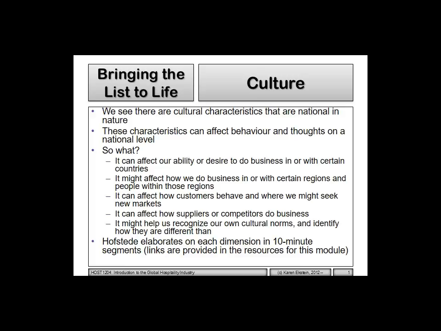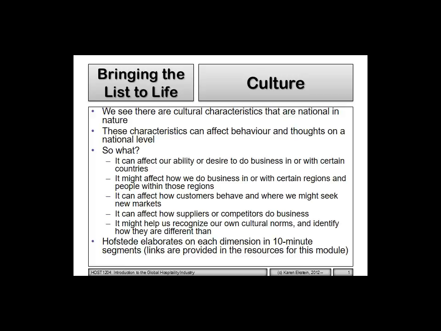Based on Hofstede's model, we can start to see that there are cultural characteristics that can be considered to be national in nature. These characteristics can affect the behavior and thoughts on a national level. So what? Well, there are a variety of implications.